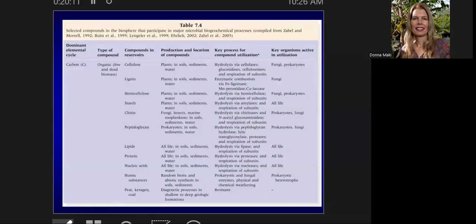This table is working through some of the major compounds that we need to think about. So here they're just looking at carbon and giving some examples of where it is found, and then who's acting on it to break it down and recycle. So here you can see with organic carbon, we have live and dead biomass. And when you think about trees falling over in the woods, you certainly have a lot of carbon in that tree that will get recycled.